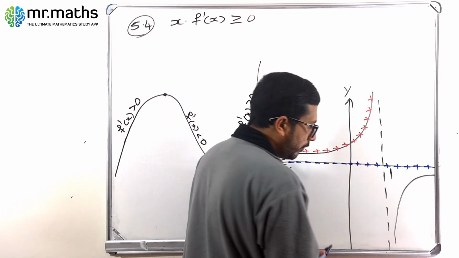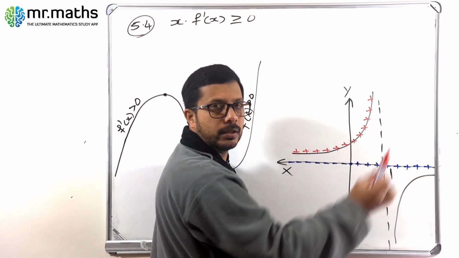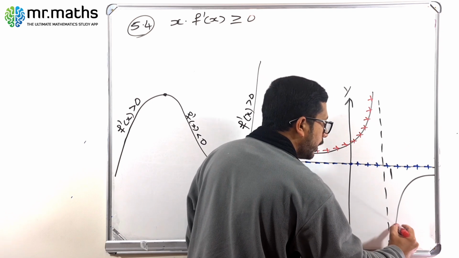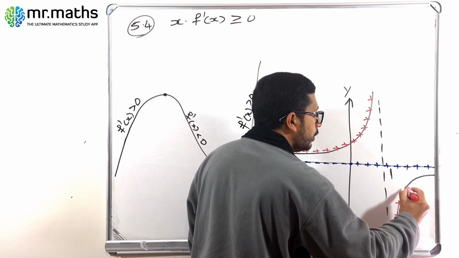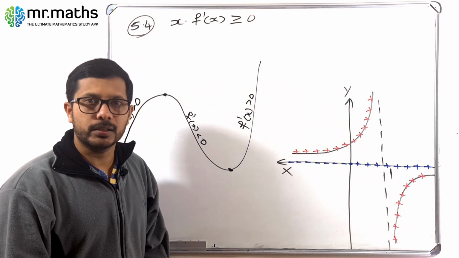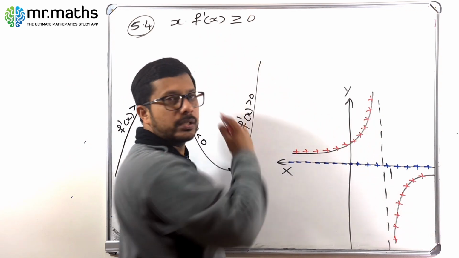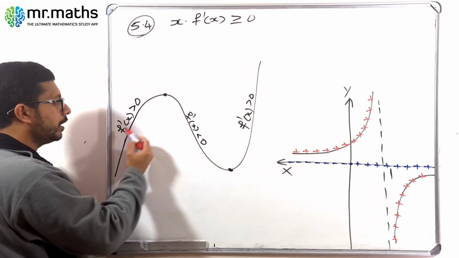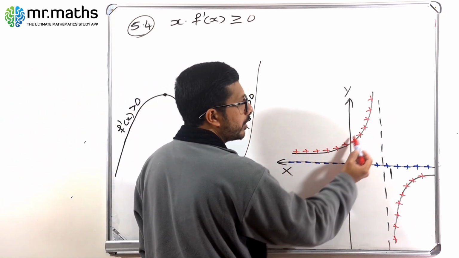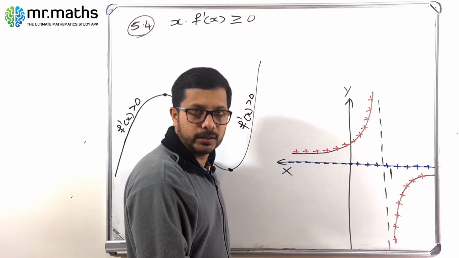Here, what is happening? Is the graph increasing or decreasing? When x increases, the graph is also increasing. So here also you can see the graph is increasing. So it means that f dash of x is greater than 0. Since the graph is increasing, f dash of x is greater than 0. Here increasing, so f dash of x is greater than 0.